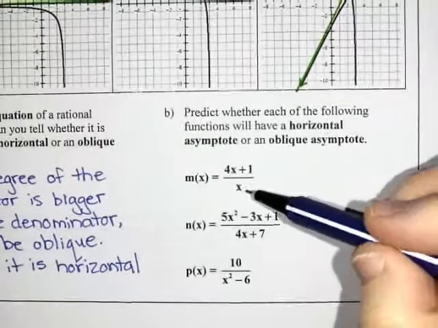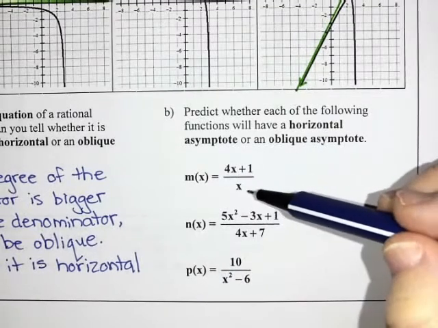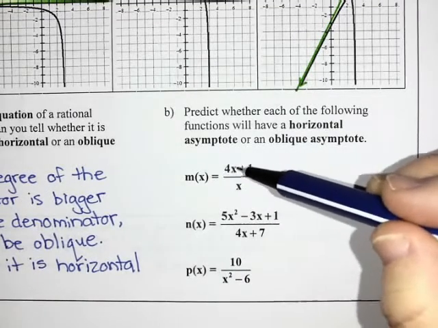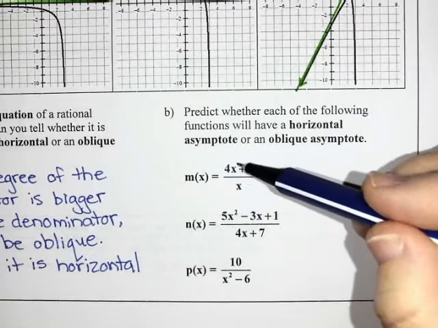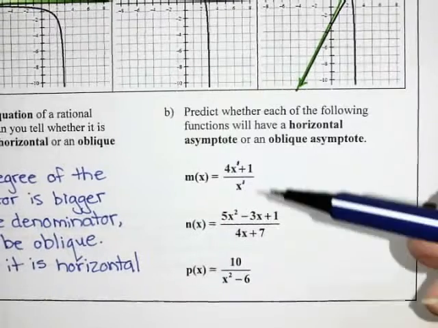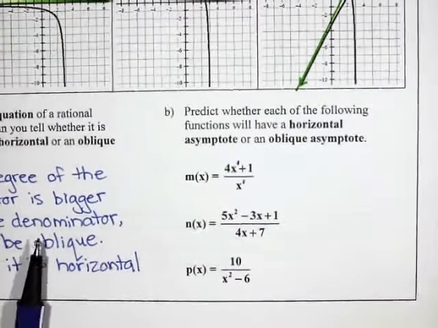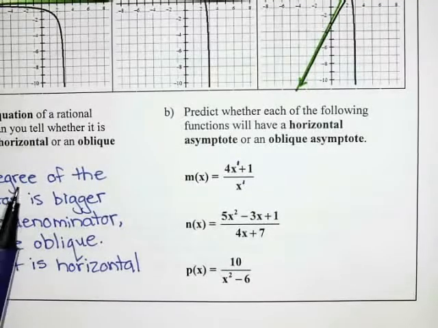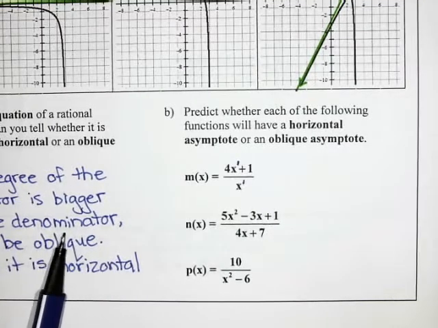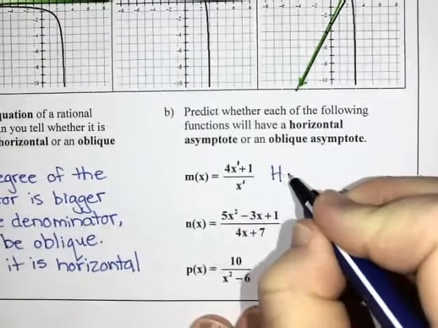So if I take a look at the first one, m of x, I have 4x plus 1 divided by x. The numerator has x as its highest power. It would be x to the 1. The denominator is x to the power of 1. So they have the same degree. So the only time it's oblique is if the degree on top is bigger than the degree on the bottom. So since the degree here is the same, it's going to be horizontal.